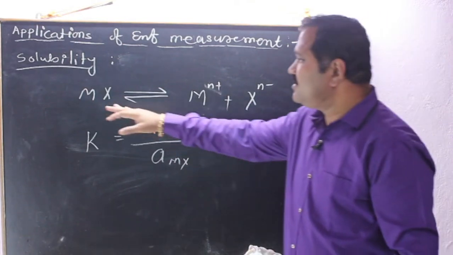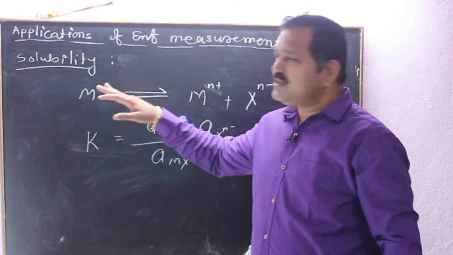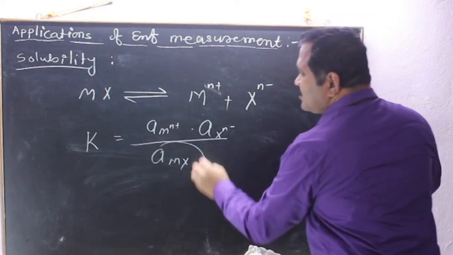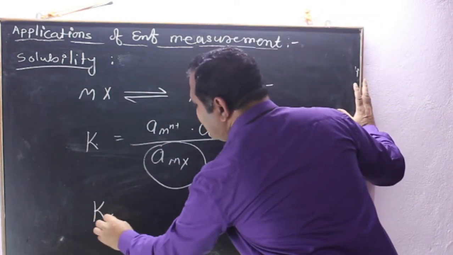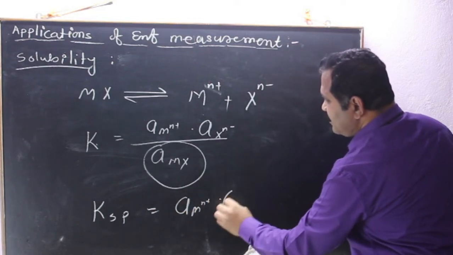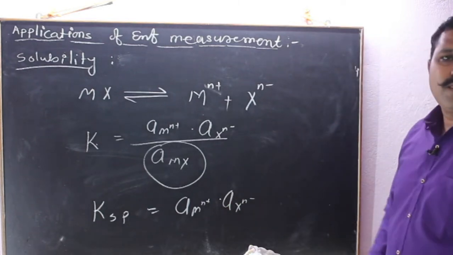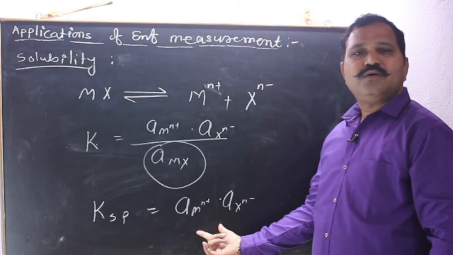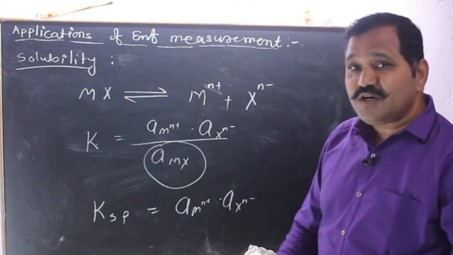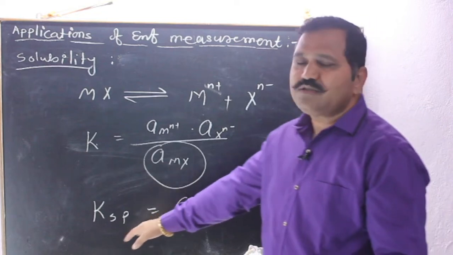MX. But since this sparingly soluble salt gets dissolved in very small amount, its concentration or activity remains constant, remains as it is. It will remain constant, and we call it Ksp is equal to activity of Mn plus into activity of Xn minus. And this product of concentration of ions is called the solubility product. It is actually called an ionic product, but the ionic product of a sparingly soluble salt is the solubility product.